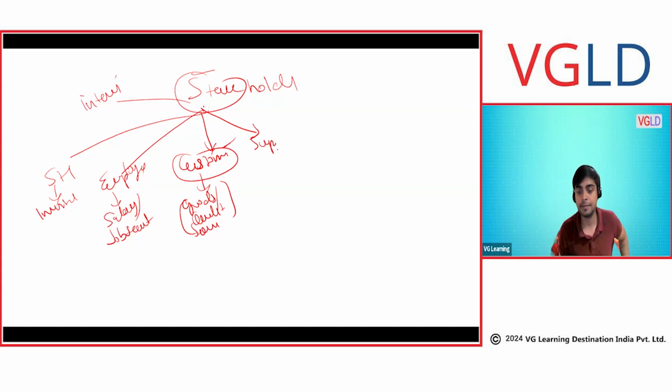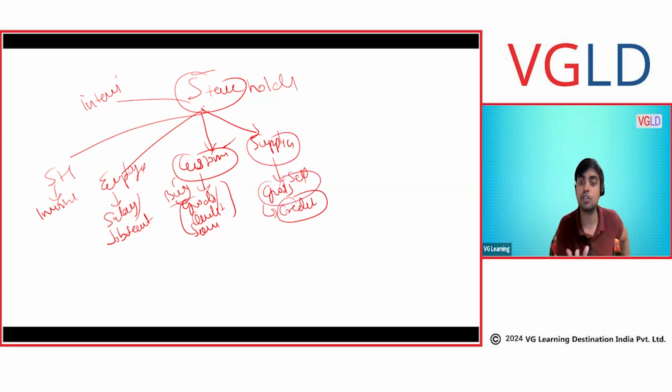Similarly, suppliers provide goods. Basically, these people buy and these people sell goods to the company, mostly on credit. So as a supplier, let's say I sell goods to the company, what if I am not able to recover the money from the company?